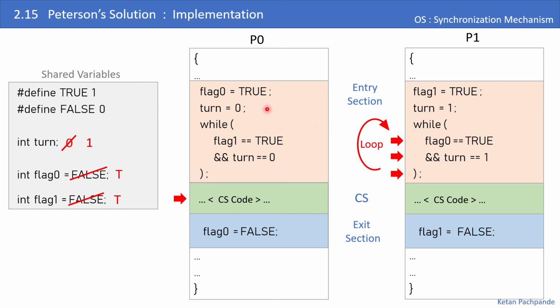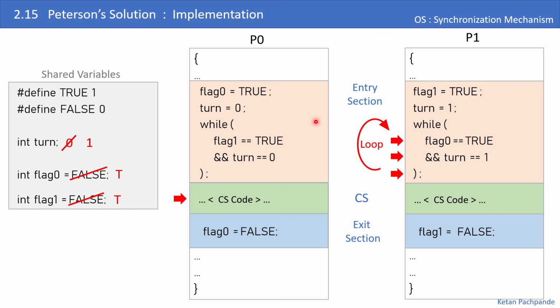Even if you execute both the processes P0 and P1 concurrently, meaning the first statement of P0, flag 0 is equal to true, preempt the process and give the chance to P1. P1 will say flag 1 is equal to true, preempt this process. Go ahead. Turn is equal to 0. Here turn is equal to 1. So even if you execute the process P0 and P1's instructions one by one, then also you will come to know that only one process is able to enter into the critical section.